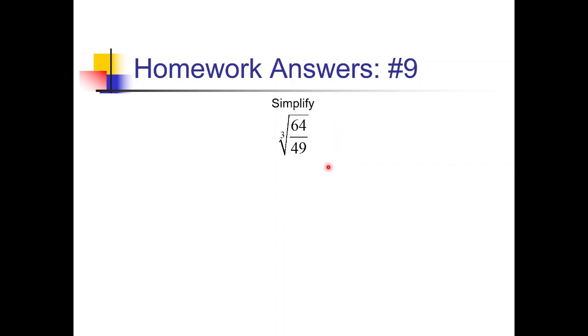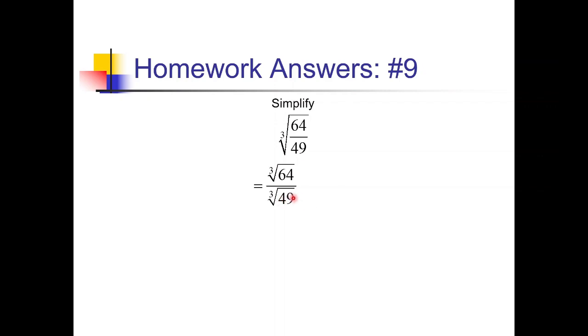For this problem, this is considered not fully simplified because I have a fraction inside a radical. So if I can't cube root this right away or reduce it and cube root it or anything like that, my only recourse is to split this up into two radicals. So I can write this as the cube root of 64 over the cube root of 49. Now the cube root of 49, I can't really do anything with that, but I'm going to try to turn this into a perfect cube by multiplying it by something. So what's a perfect cube that 49 goes into?